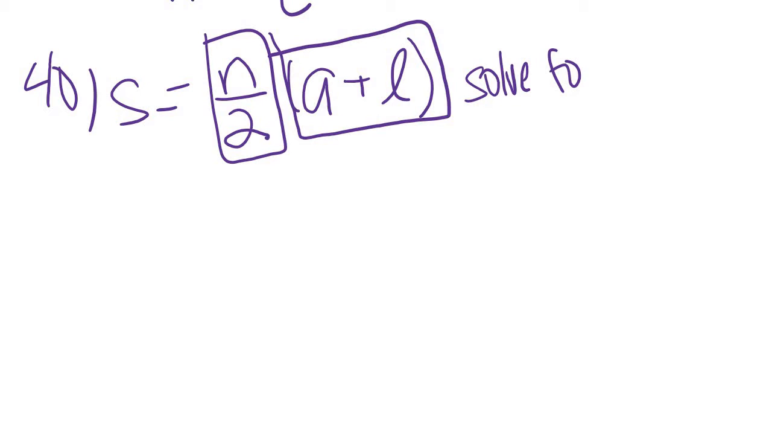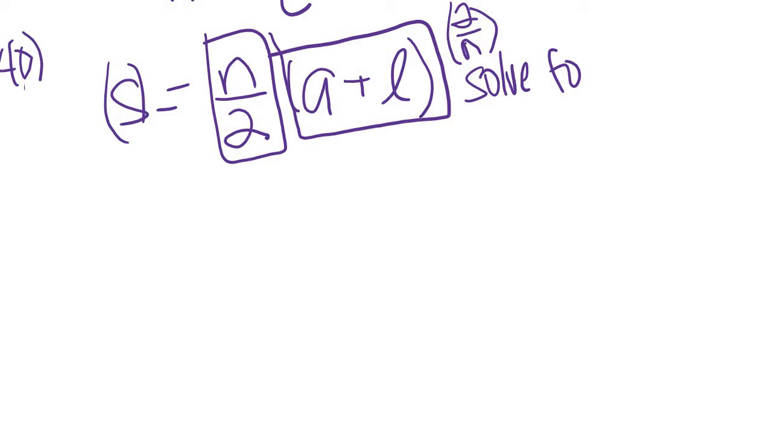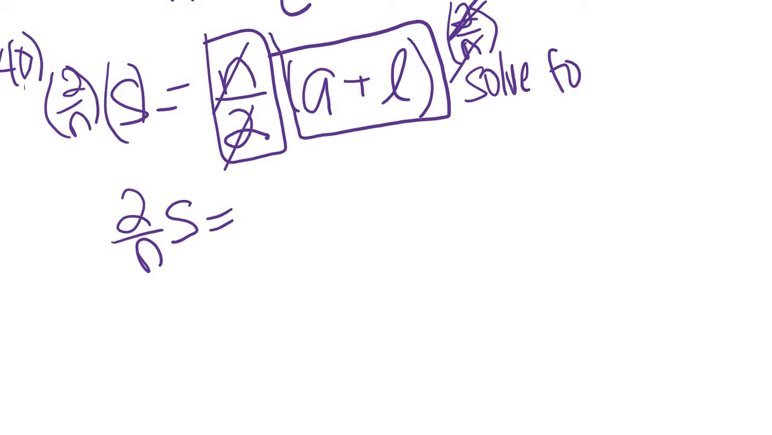And how do I divide fractions? Well, I multiply by the reciprocal. So we're going to multiply it by 2 over n on this side. What I do to one side, I have to do to the other. So now I have an n on the top and an n on the bottom. They cancel. A 2 on the bottom and a 2 on the top. They're going to cancel. So I have 2 over n times S is equal to A plus L.